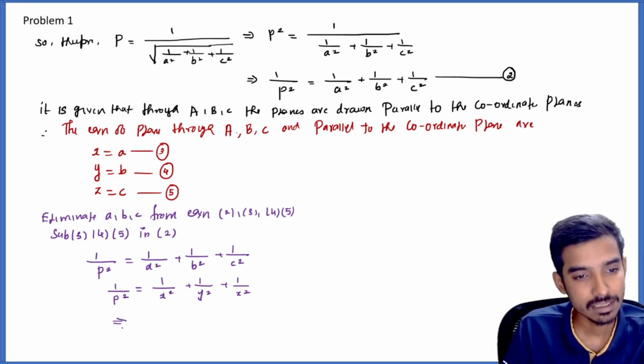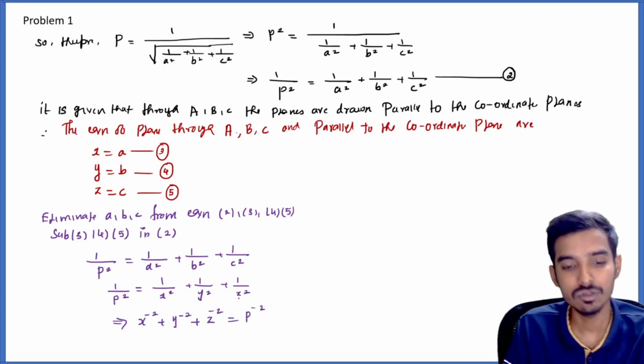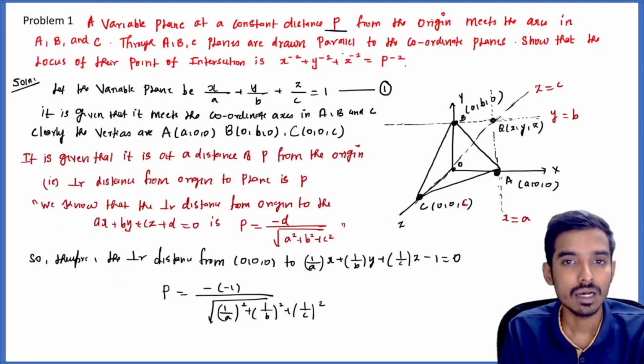This is same as x power minus 2 plus y power minus 2 plus z power minus 2 is equal to p power minus 2, is the required locus. What we need to prove, right?